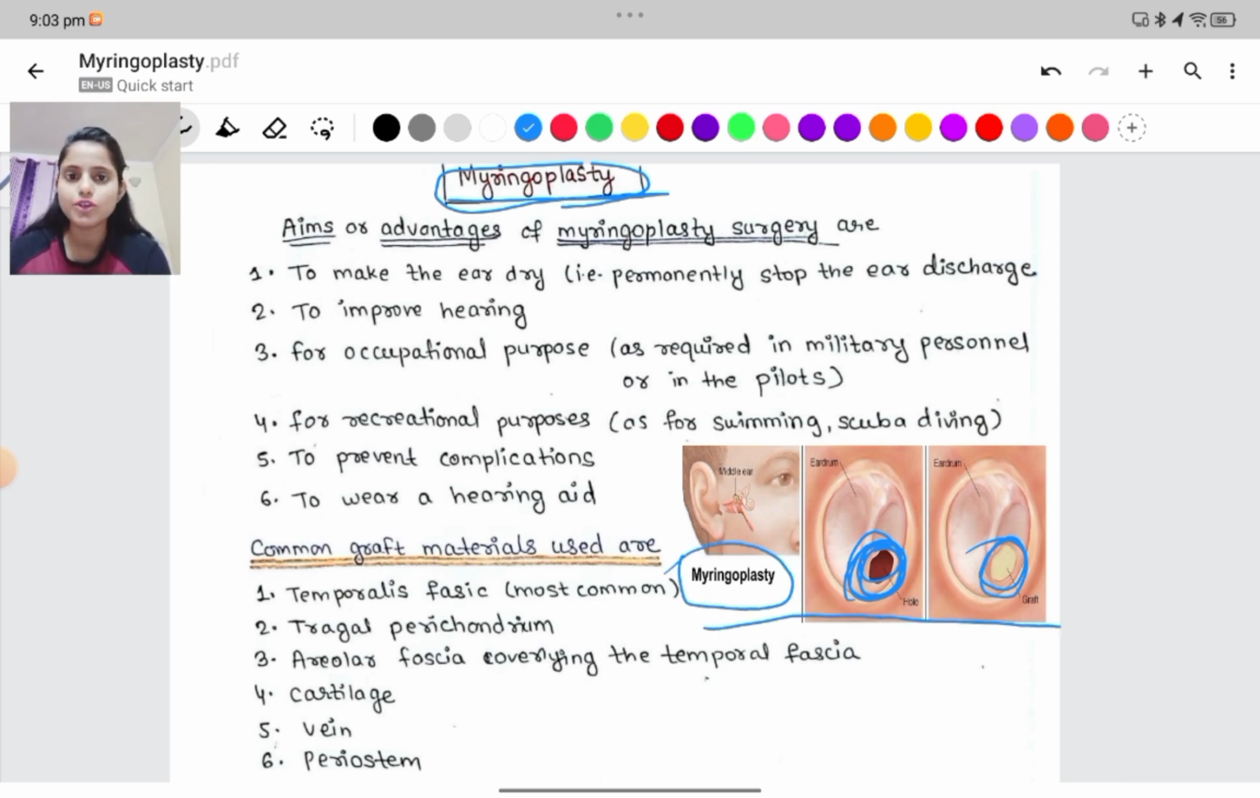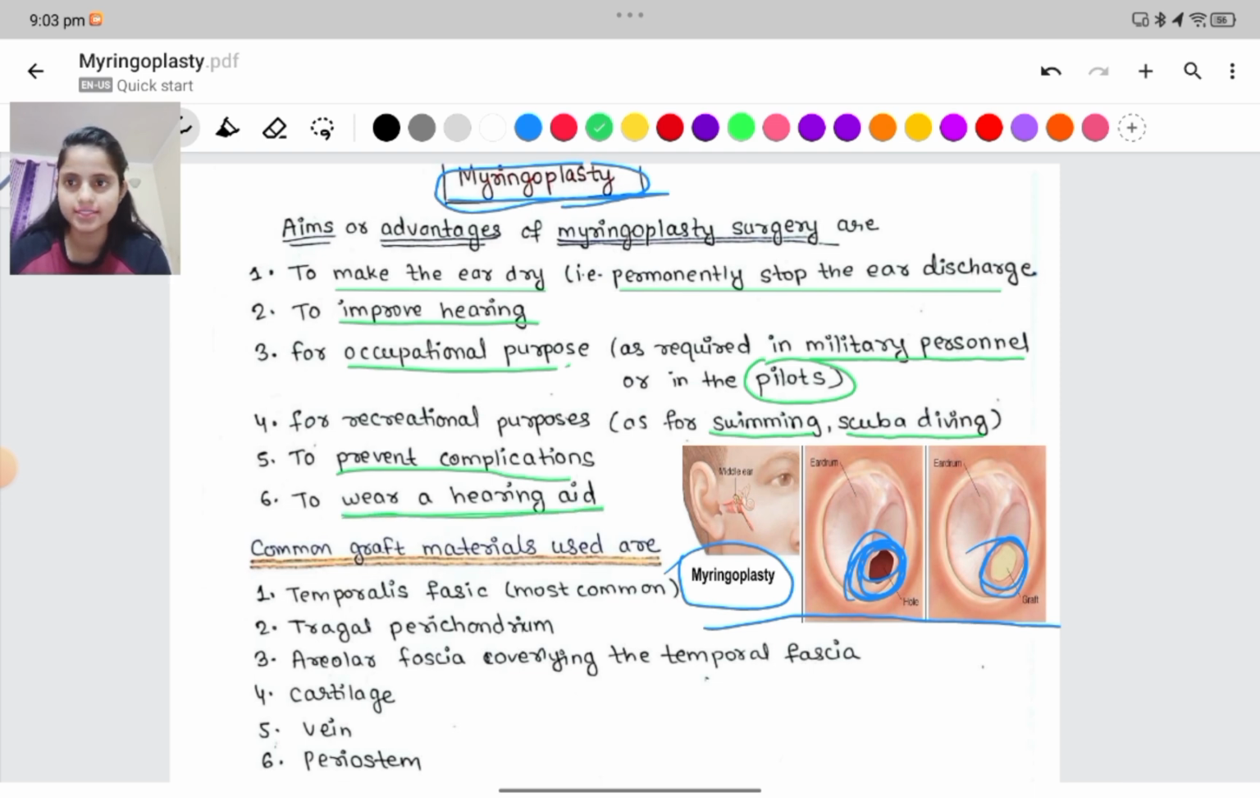Aims or advantages of myringoplasty are: it is used to make the ear dry, that is, permanently stop the ear discharge, and myringoplasty is used to improve hearing. It is also used for occupational purposes as required in military personnel or in pilots. It is used for recreational purposes, as for swimming or scuba diving. It is used to prevent complications due to perforation, and to wear a hearing aid.